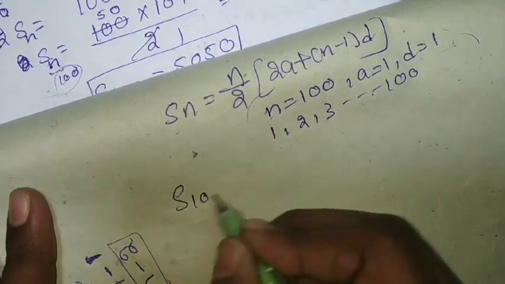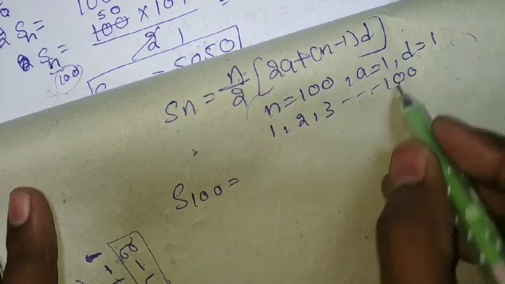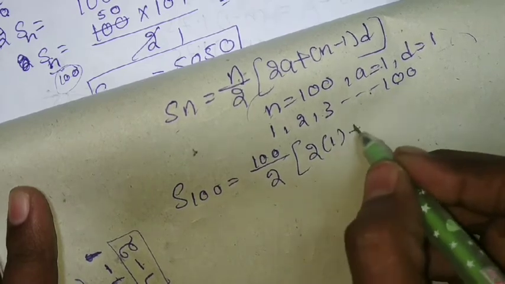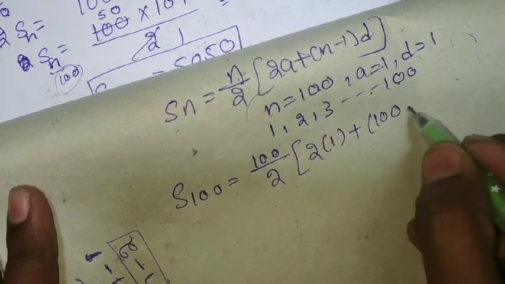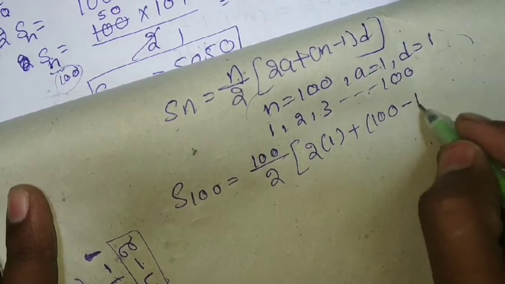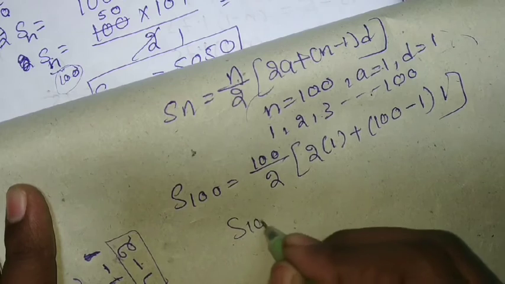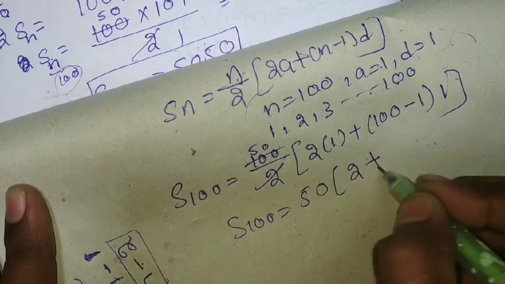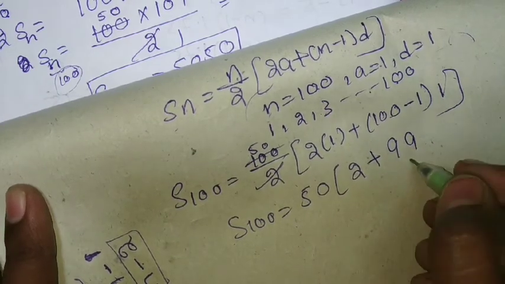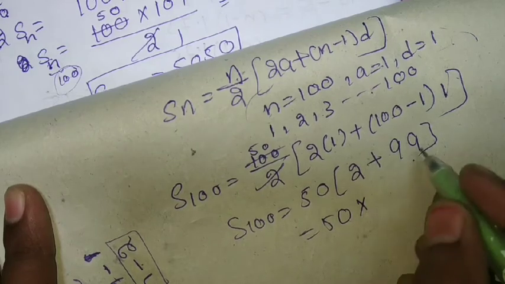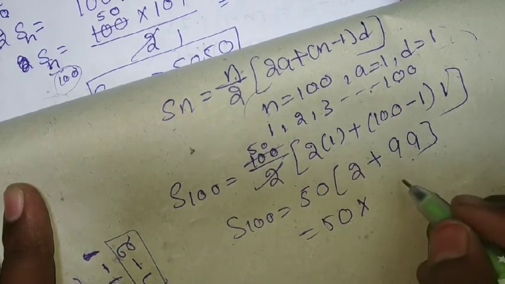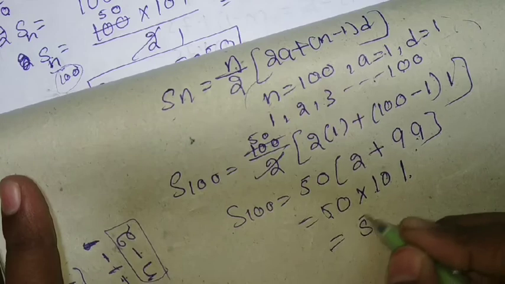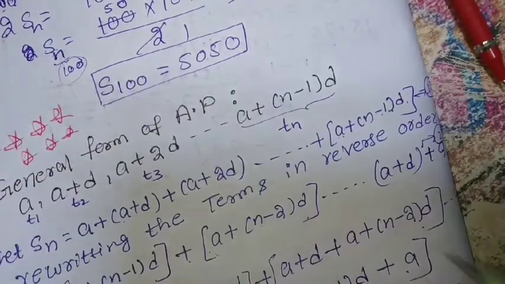See, S100 is equal to, what is n? n is 100. That means 100 terms divided by 2 into 1 plus n, how much? 100 minus, what is 1? 1 itself into d. Are you getting? So S100 is equal to, cancel 2: 5 twos are 10, 0. We get 50 into 2 plus 100 minus 1, 99. 99 ones are 99 itself. So 50 into 99, 2. 99 plus 2, what? 101. Now multiply these two. 101 into 50, what do we get? 5050. Just check. The same answer we came to here.